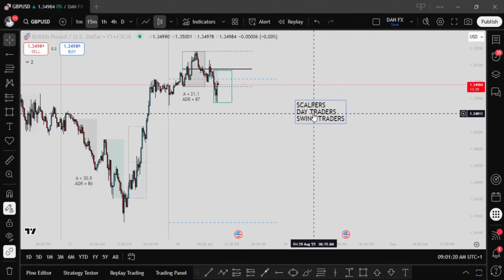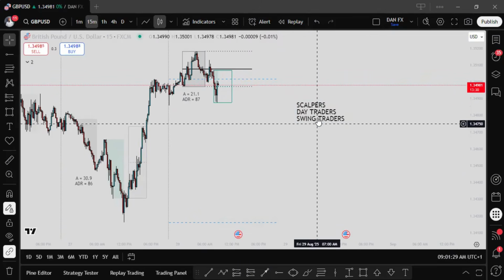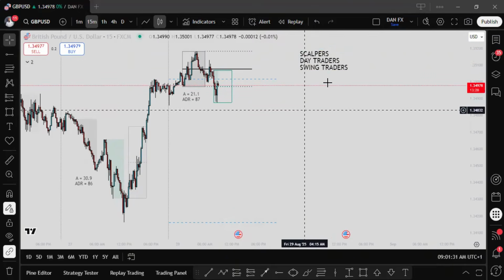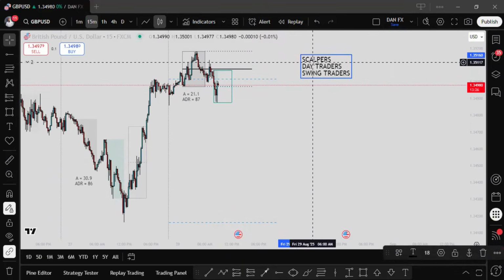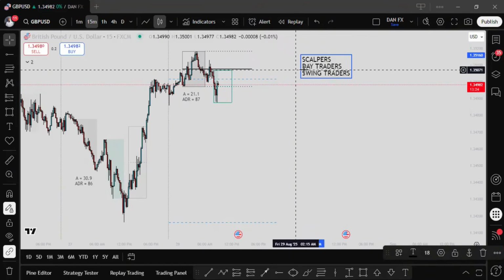Me, I'm a day trader. So I always stick to the 1 hour and the 15 minutes. Sometimes I'll go to the 4 hours, rarely. So to do top-down analysis, the way you can apply it to what type of trader you are, swing trader, day trader, or scalper, here's how you do it.